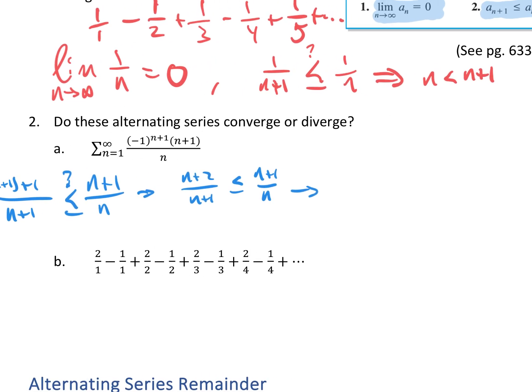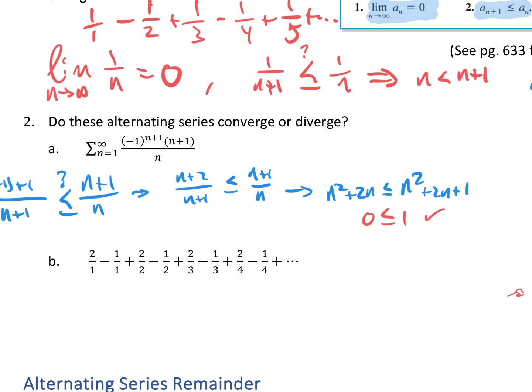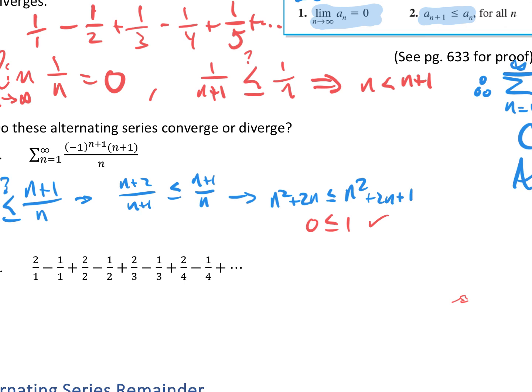Well, let's go ahead and cross multiply, and let's see if we can find out. So if we cross multiply, we get n squared plus 2n. And if we multiply n plus 1 times n plus 1, we get n squared plus 2n plus 1. Got to multiply those binomials there. And if we subtract n squared plus 2n from both sides, we're going to have 0 is less than 1. And that is true. Okay. So it is non-increasing.